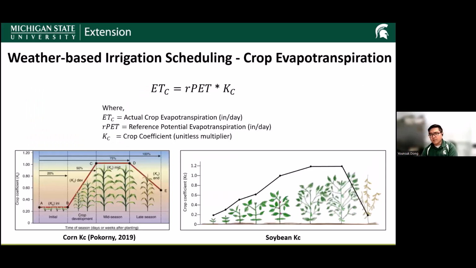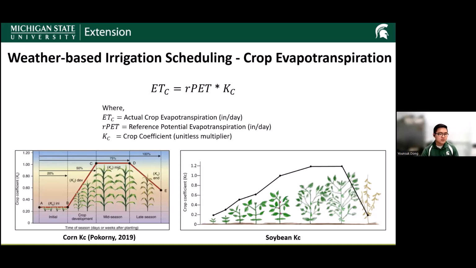Well, this morning I'd like to dive in a little more on the weather-based irrigation scheduling method. There's an equation that we have to use. In order to get the actual crop evapotranspiration, we need to multiply the reference potential evapotranspiration by the crop coefficient. Jeff is providing the reference potential evapotranspiration on this virtual breakfast weather updates.